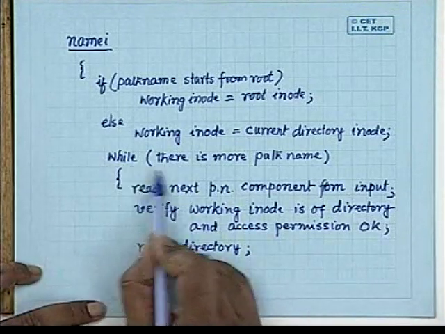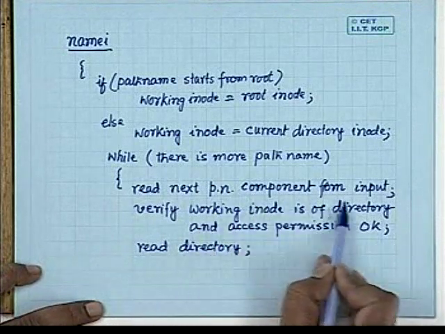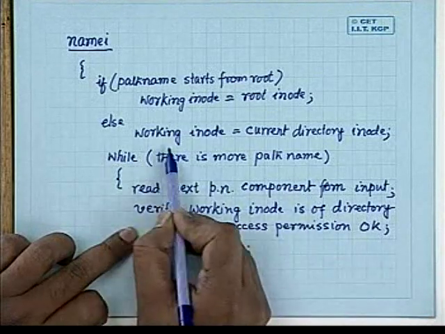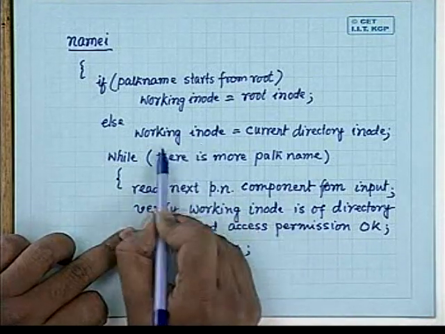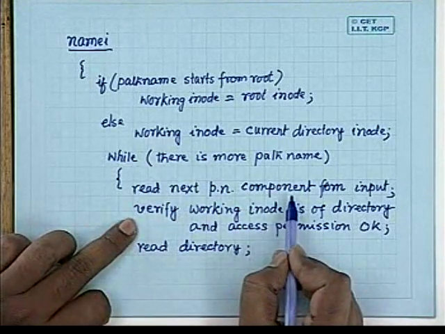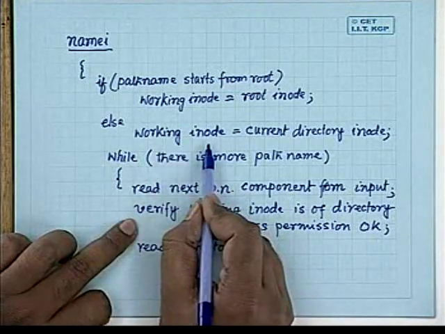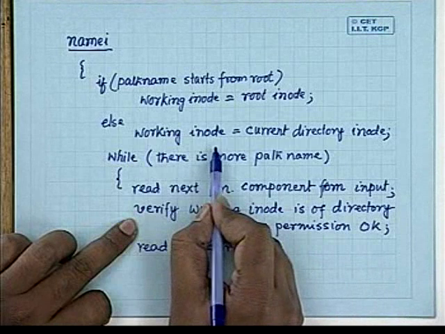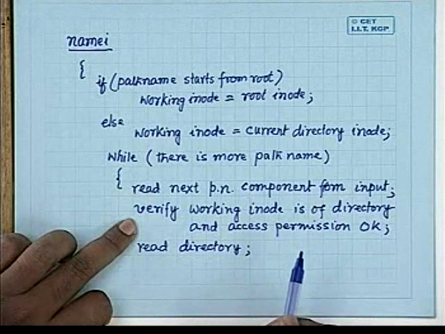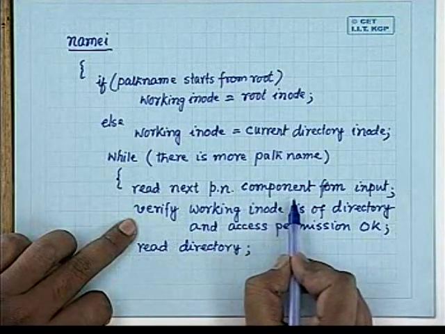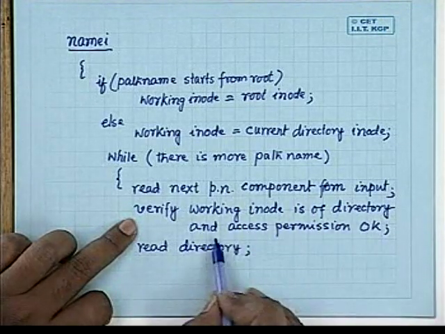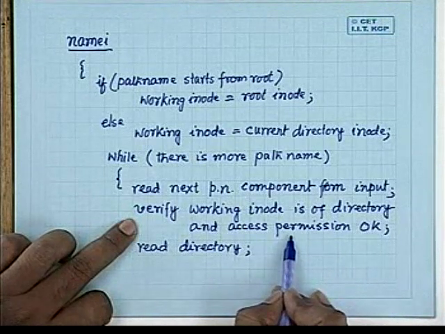So while there is more path name, we have to read the next path name component from the input. Then we have to check whether we look in the current directory or in the working directory. Before we search for this particular path name component, we have to check whether this working inode is the inode of a directory or not. If and only if it is the inode of a directory, then only we can search in the directory to match for this path name component. Not only that, it has to be a directory. At the same time, the process should have the search permission in that directory.